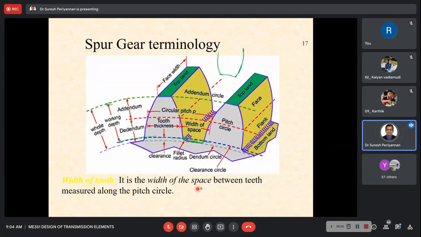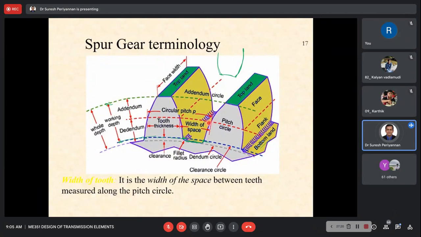Width of the tooth, the width of the space between the teeth measured along the pitch circle. Now, this is the width of the space in between two gears. Here also, this is called the width of the space, the space between the teeth measured along the pitch circle. We have to measure this along the pitch circle, from this point to this point, the width of this space.